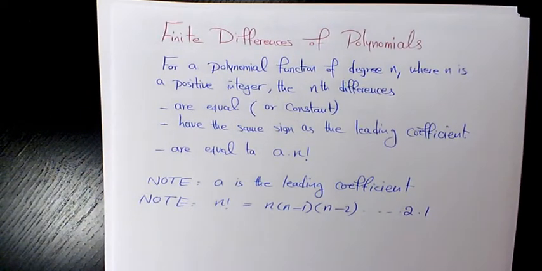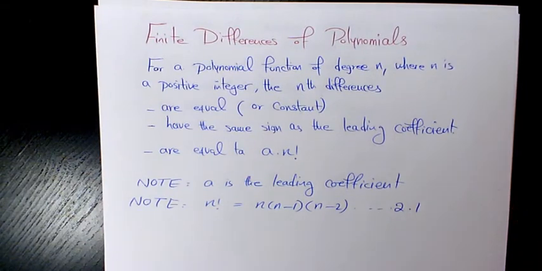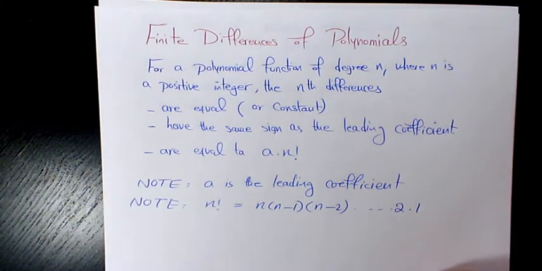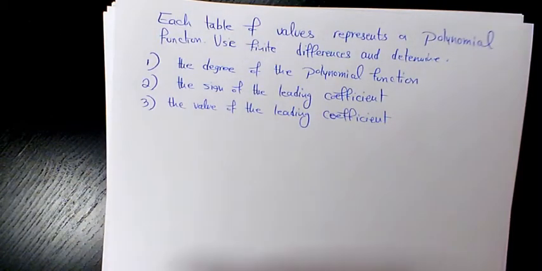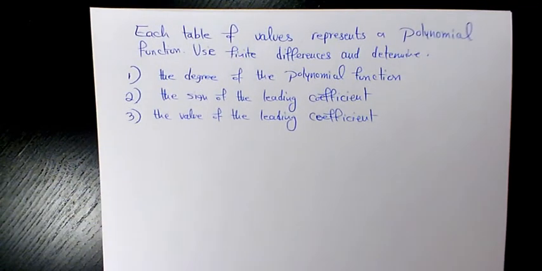So now I'm going to give you some examples to find out the finite differences. We're going to have a table of values, and based on this table of values we're going to predict the order of the polynomial, and we're going to find out the leading coefficient of this equation. Let's start with the first example. It says each table of values represents a polynomial function. Use finite differences and determine the degree of the polynomial function, the sign of the leading coefficient, and the value of the leading coefficient.